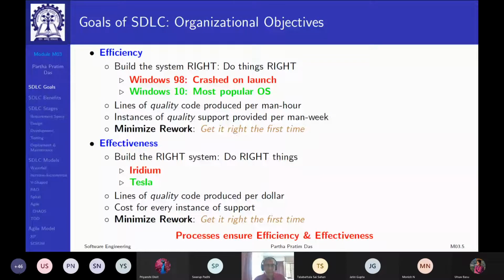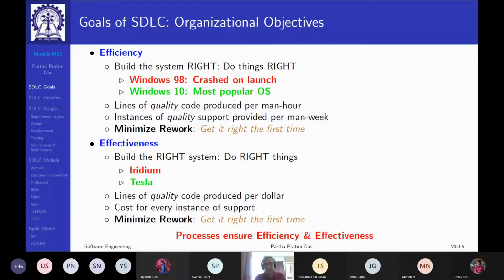The bottom line is you will gain efficiency by minimizing rework. There must not be rework. You do something because it is software. You do something. Then you have to come and change that, correct that again. In the process, you may have a major loss of revenue, major loss of credibility with the customer. So you have to get it right the first time. So that's one organizational objective in essence.